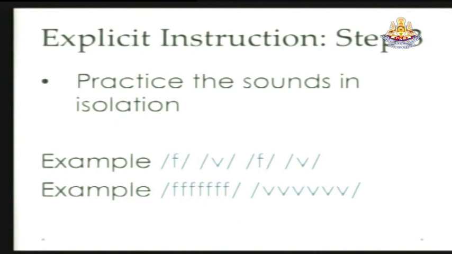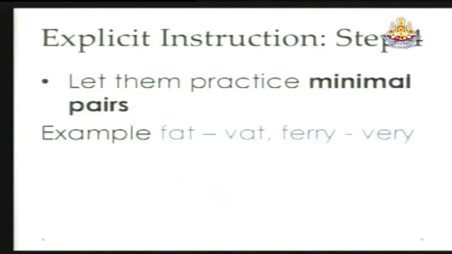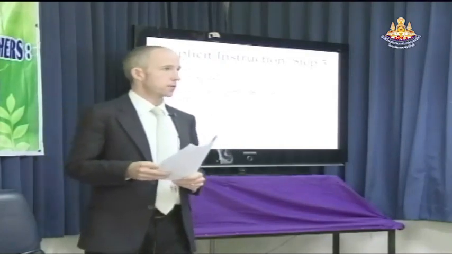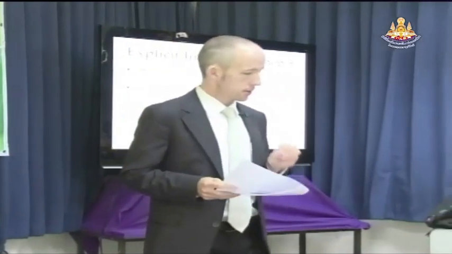And then, after they practice the sounds, you give them the minimal pairs. Words: fat, vat, very, fairy. You give them a list of words to practice. So first sounds, then words, then context, sentences. He was very fat and very funny. Your students need to practice them in context.